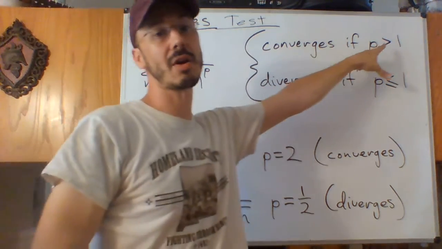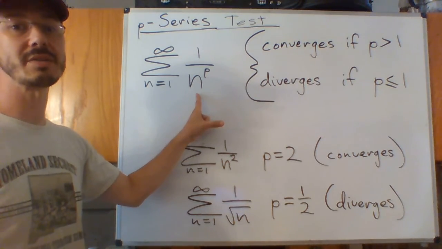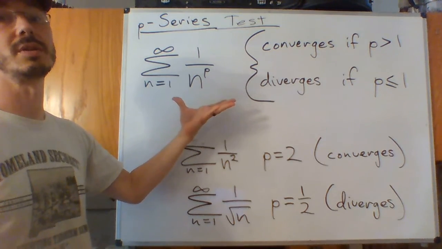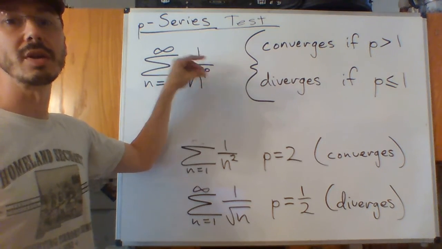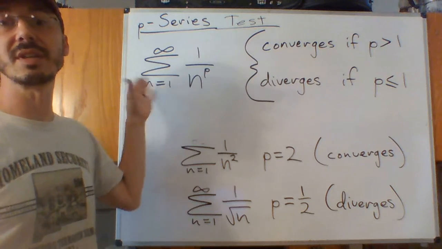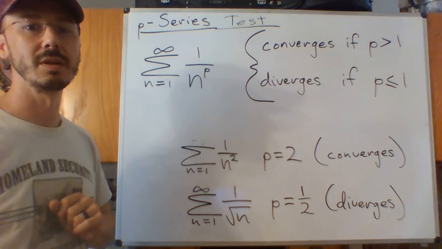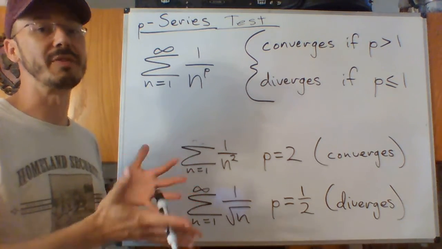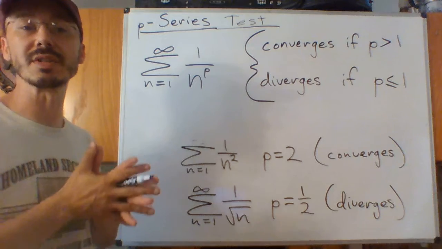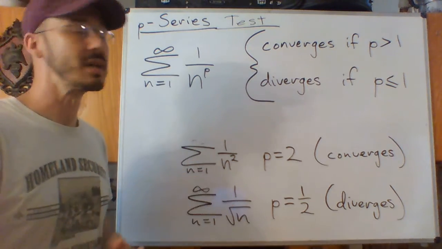If that p is large, in other words, that exponent on the variable downstairs is a large number, these terms are going to get smaller quickly enough for the infinite sum to converge to a finite number. Now again, it's not telling us what that number is, but very often it's enough to know that the series is convergent to be able to use it.